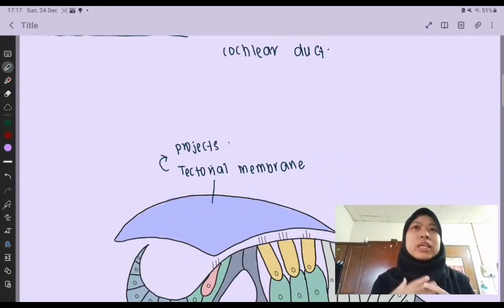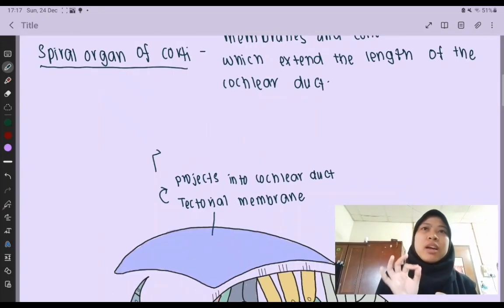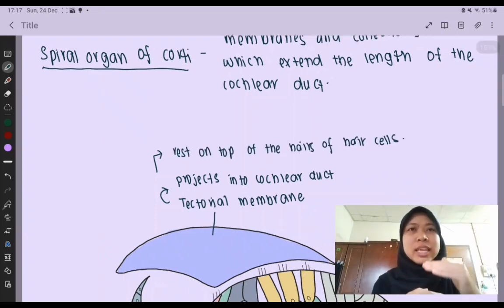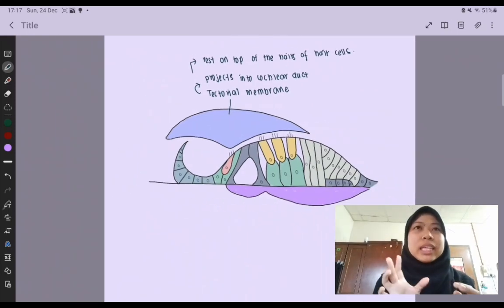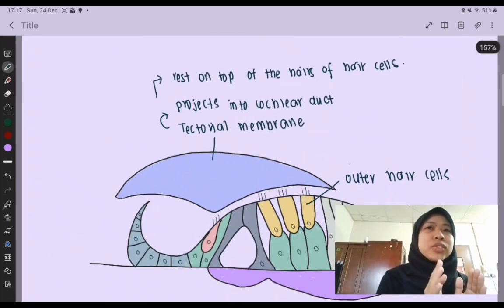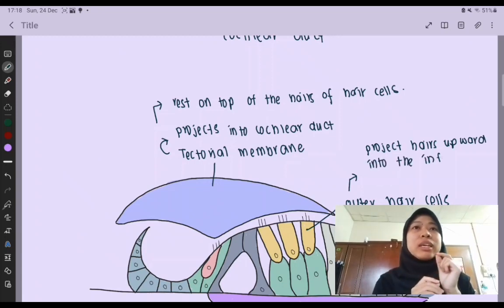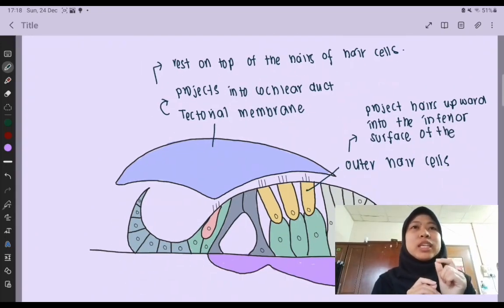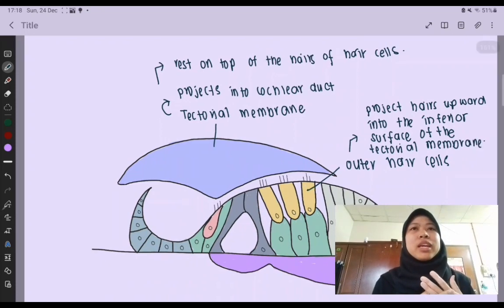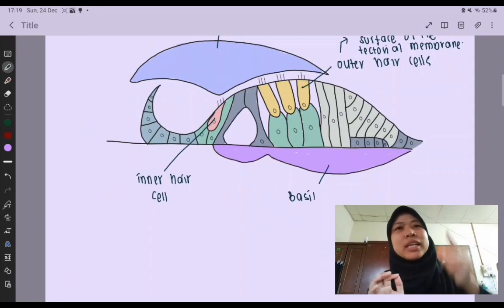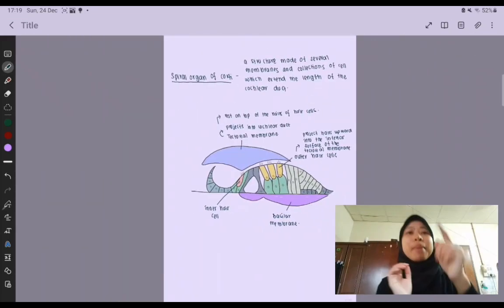The tectorial membrane projects into the cochlear duct and rests on top of the hairs of the hair cells. And the yellow color is the outer hair cells. These project hairs upward into the inferior surface of the tectorial membrane. The pink color is the inner hair cell, and the last part, the purple color, is the basilar membrane.